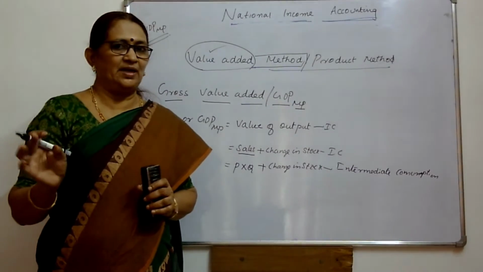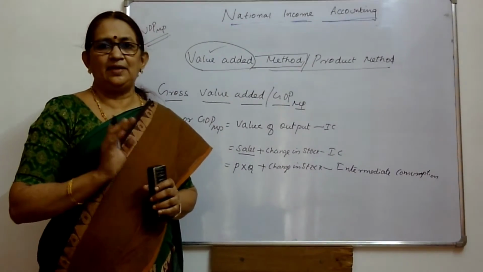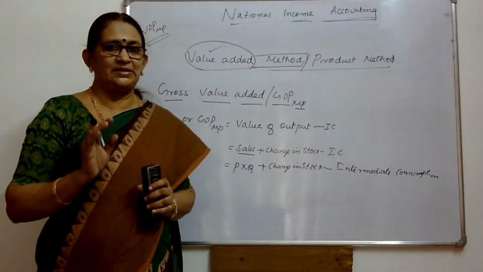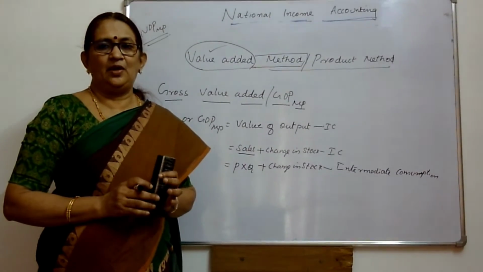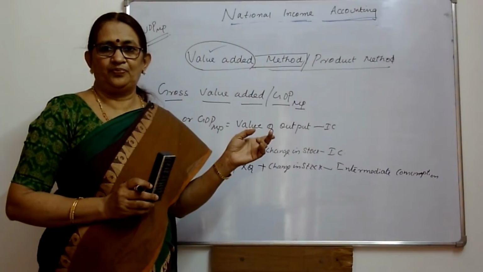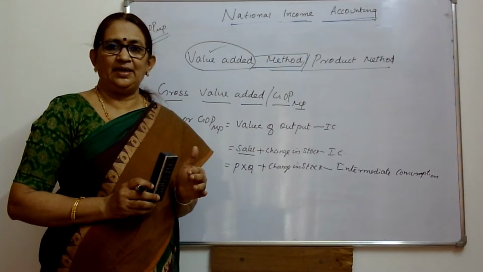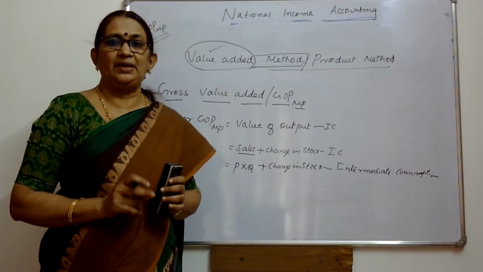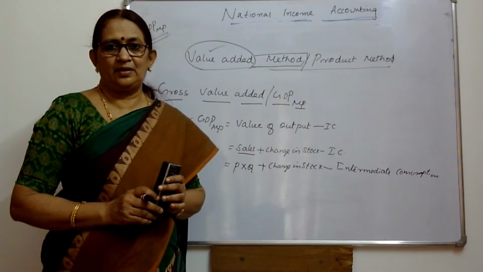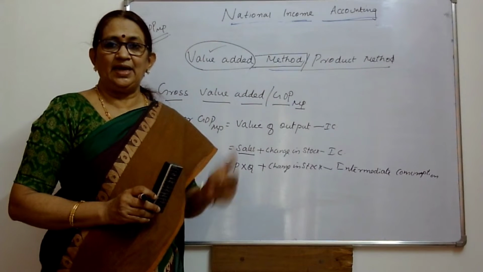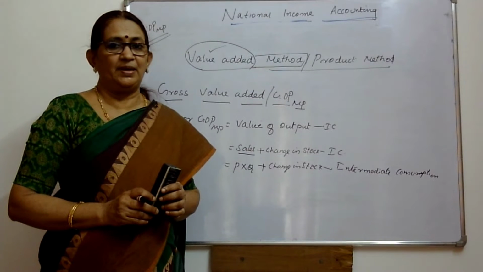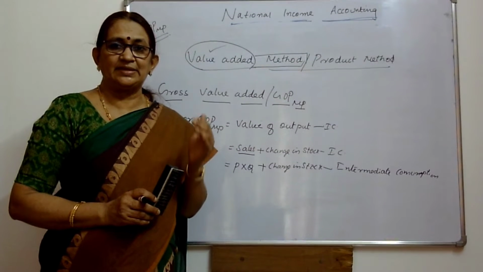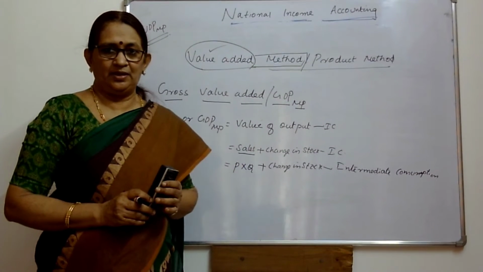For example, leather used to make shoe. Shoe is the final product. Leather is the intermediate product. So a cost is incurred on leather in order to make shoe. But finally we take the value of the final good, shoe, only. Otherwise it will be double counting. If we again add the value of leather, it will be double counting. It will give us an exaggerated value of the output.